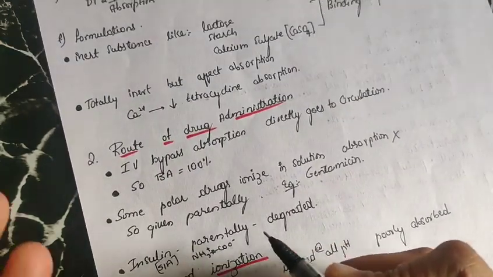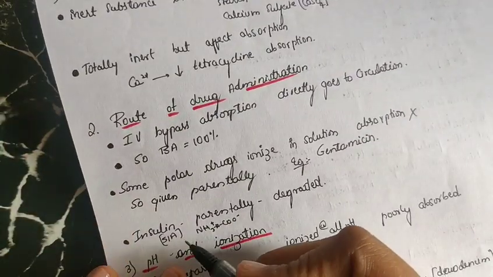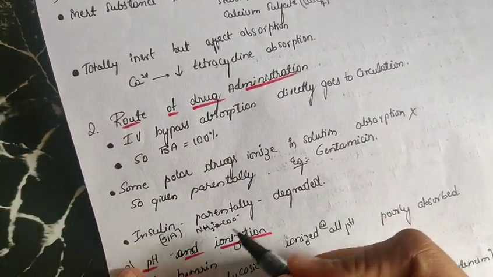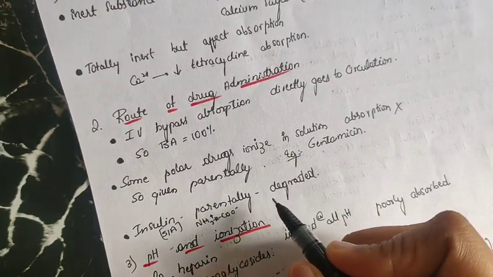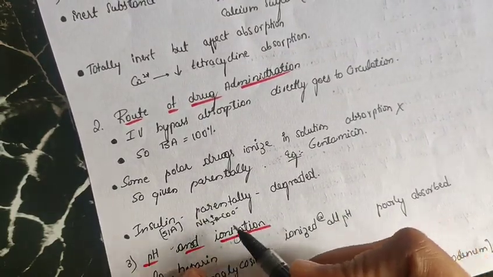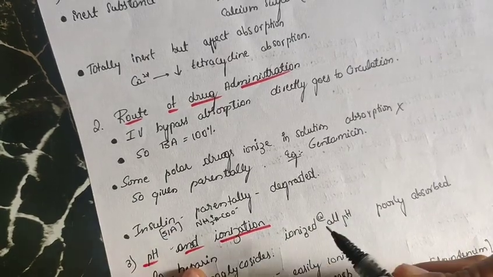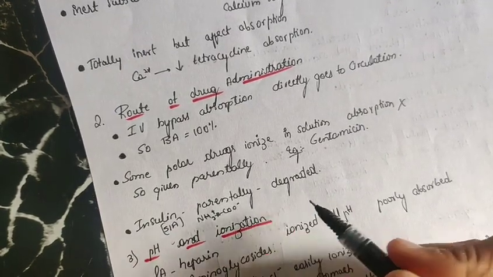And also one more property: insulin is a protein. Being a protein, it is digested or degraded by the enzymes in the GI tract. So we should not give insulin through the oral route, we have to give it parenterally.